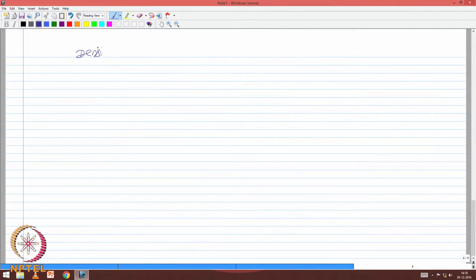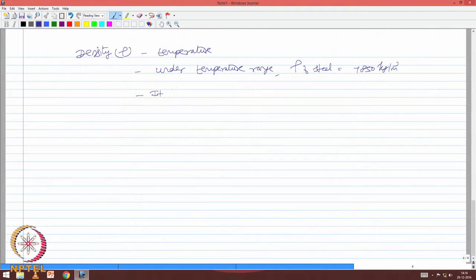Let us see what is the role of density in elevated temperature. It is interesting that under normal temperature range, density of steel is 7850 kg per cubic meter, whereas it is inversely proportional to the thermal diffusivity.